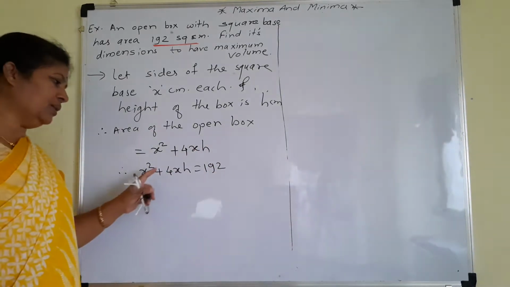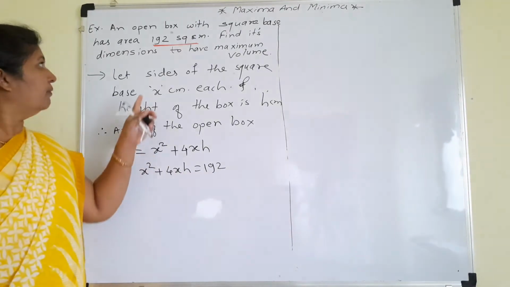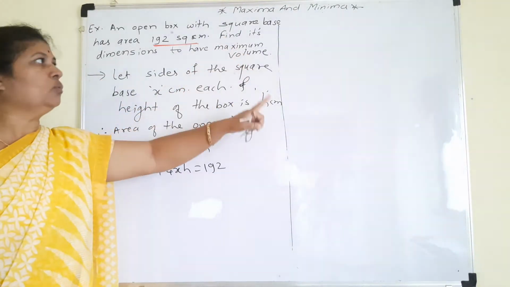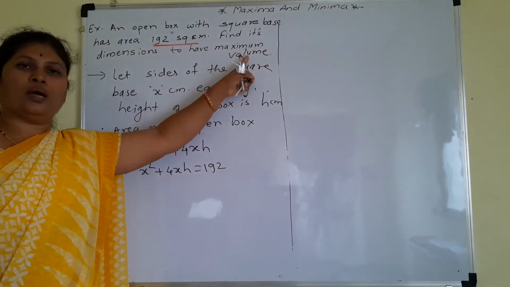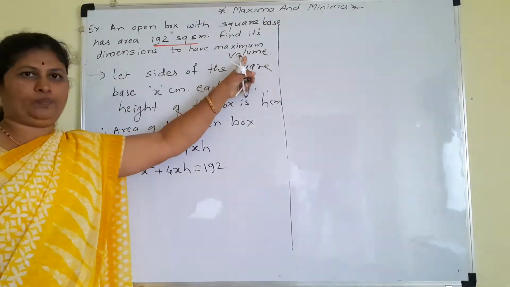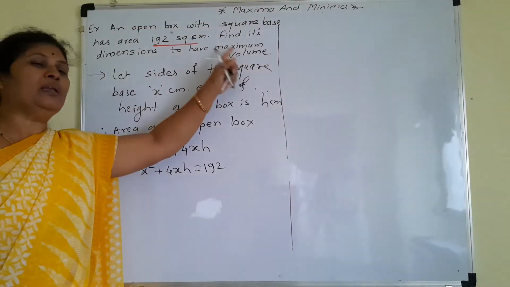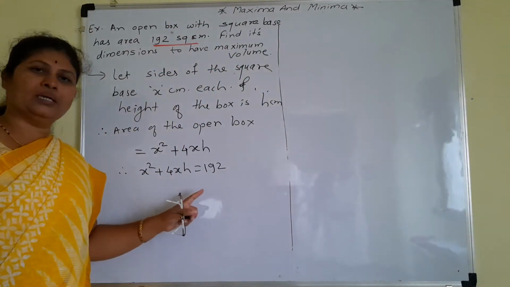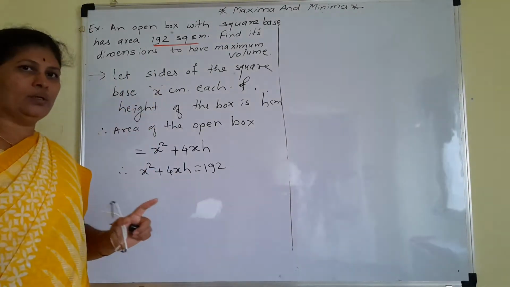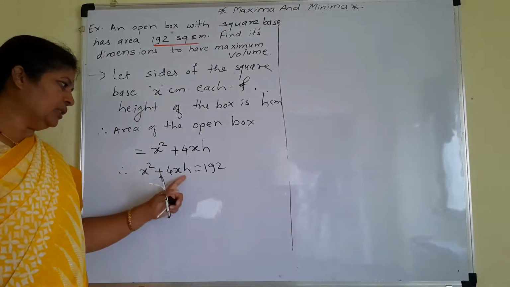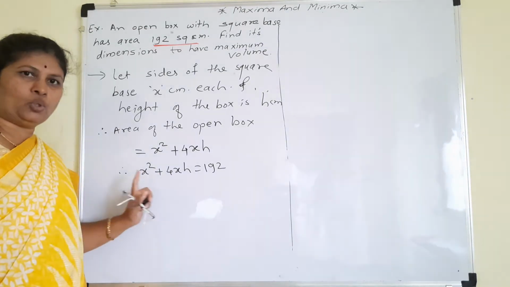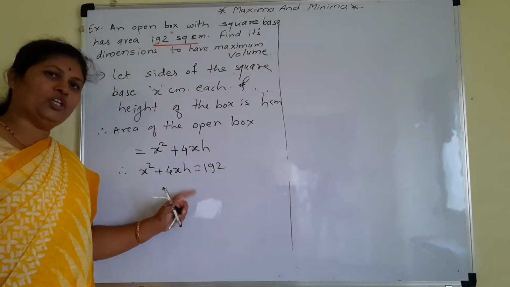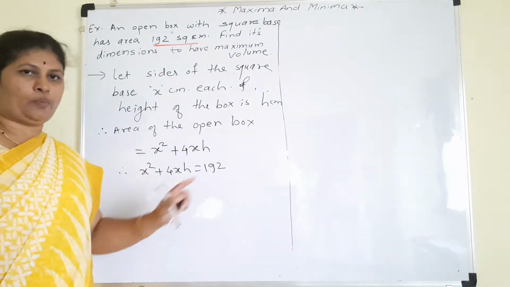Therefore, x square plus 4xh is equal to 192. Remember, this is not our function. Our function will be the volume of that box. What we have to find? Maximum. We have to find maximum volume. Therefore, that will be our function. Volume of the box will be our function. Here we have considered the area. Area is already given. Why we considered it? Because there are 2 unknown terms. Which are those? x and h. So we will convert this h in terms of x or x in terms of h.